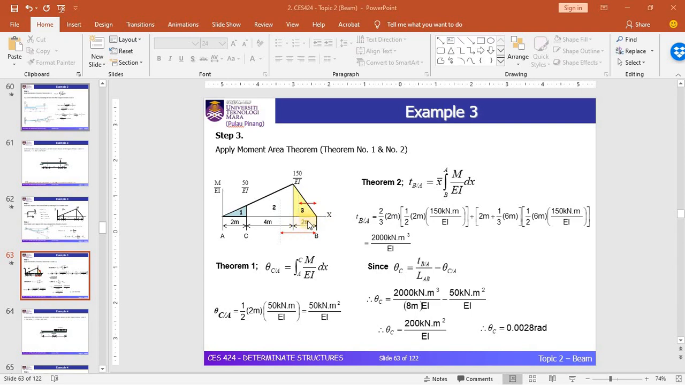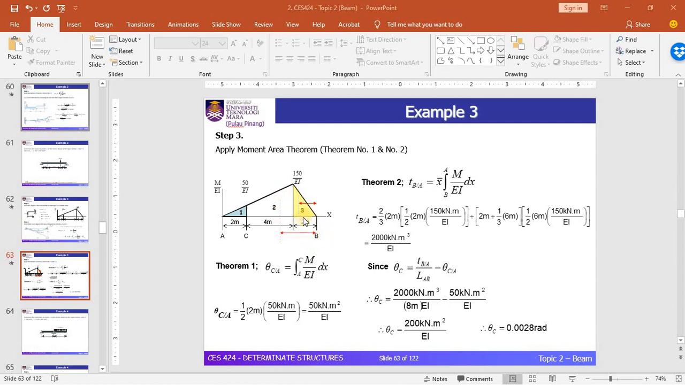The distance x bar that I have mentioned many times: you need to look at the first letter in the expression of t_BA. Since the first letter is B, the x bar must be based on the distance between the centroid of the area and point B. Since we have two areas, for this particular area, the big triangle, the distance is from the center of this triangle towards point B.